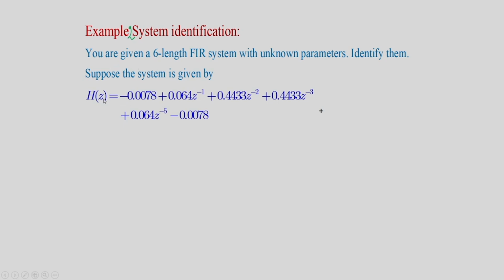We are considering a 6-step FIR system. H(z) is given by minus 0.0078 plus 0.064 into z to the power minus 1 plus 0.4433 into z to the power minus 2 plus 0.4433 into z to the power minus 3 plus 0.064 into z to the power minus 4 minus 0.0078 into z to the power minus 5. This is the transfer function of the unknown system which we want to identify.